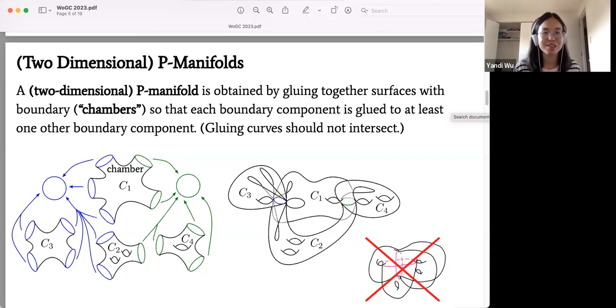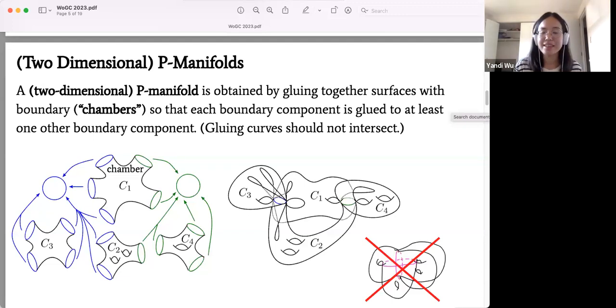I'll just define the two-dimensional version for you. These are constructed by gluing together surfaces with boundary, which are called chambers, so that each boundary component is glued to at least one other boundary component. You have an example here where I have a collection of surfaces with boundary, and all of the boundary components are identified to at least one other boundary component. And you get this surface amalgam, or this p-manifold. Again, this is no longer a manifold, but it looks a lot like a surface.